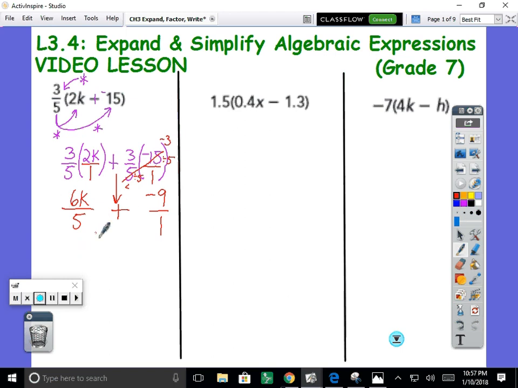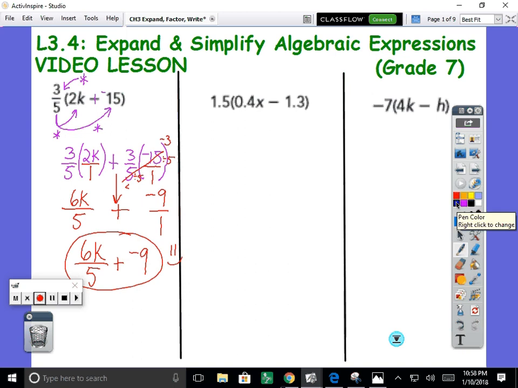This answer wouldn't be bad. In fact, I'd kind of like it. But I'd like it a whole lot better if you told me this is 6k over 5 plus, oh, let's simplify our notation here. Negative 9 over 1 really is the same as a whole number, or I should probably say the integer, negative 9. Hey, this is a nice answer. You know, in class I'd tell you, hey, that gets you a smiley face. That's nice. But do you notice something more?